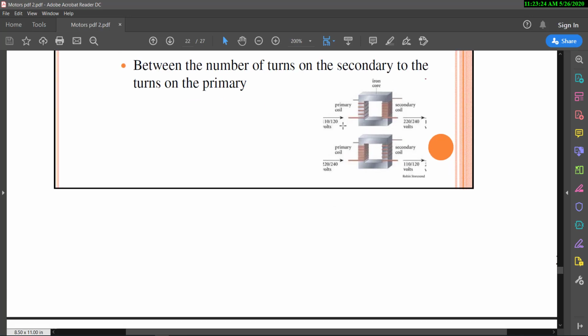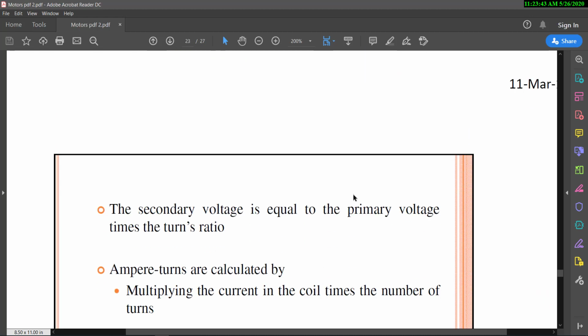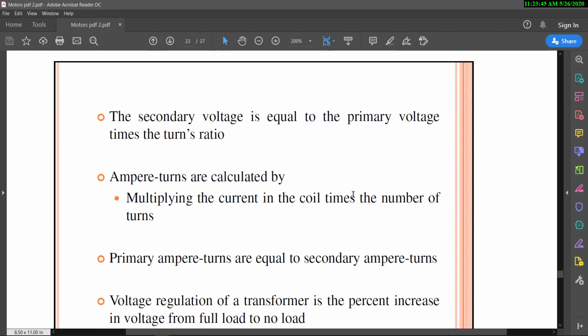And here if you see 110 to 120 volt, it is step down, and step up is 220 to 240 volt. Here the 220 to 240 volt primary side voltage is stepped down to 110 or 120 volt. Next, the secondary voltage is equal to the primary voltage times the turns ratio.